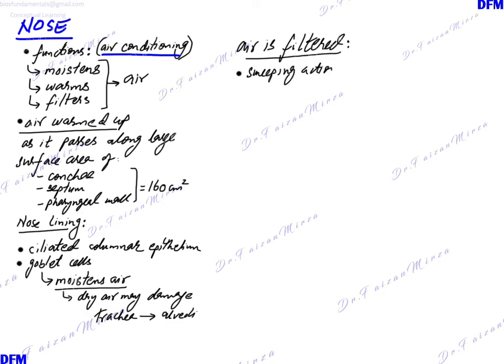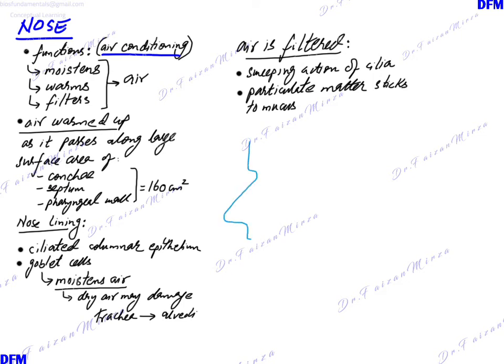Air is filtered using the sweeping action of cilia, and most of the particulate matter sticks to the mucus lining, which is released by the mucus-producing cells.